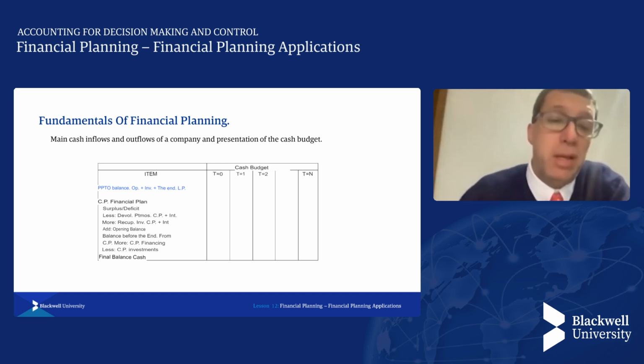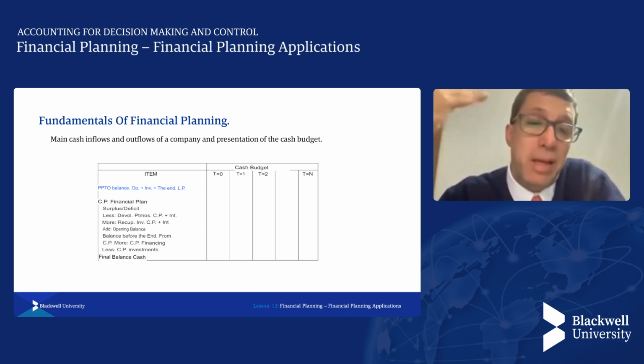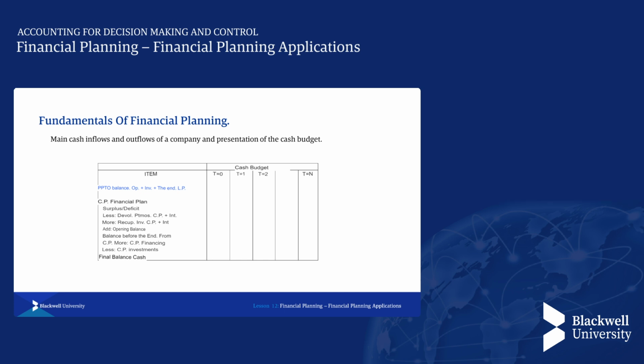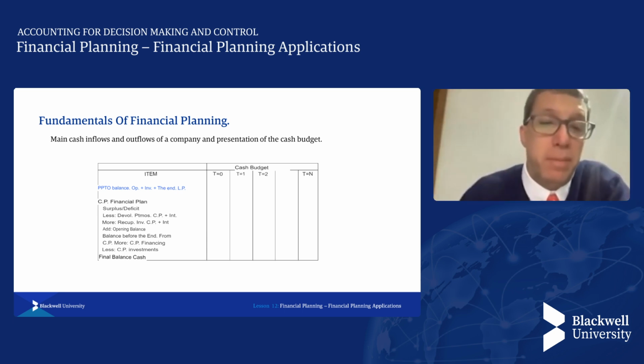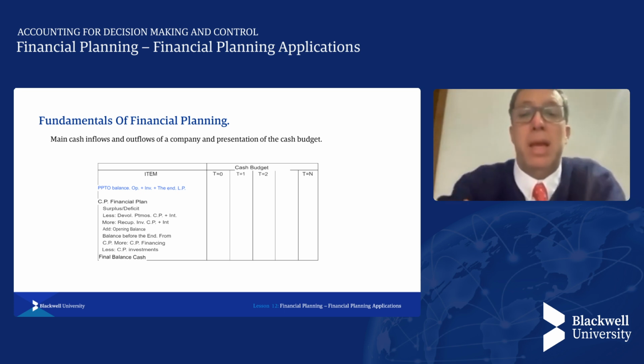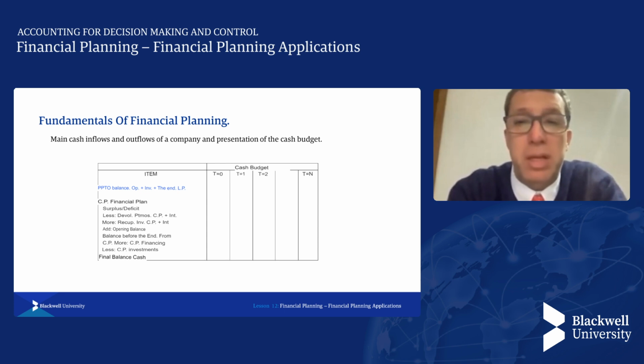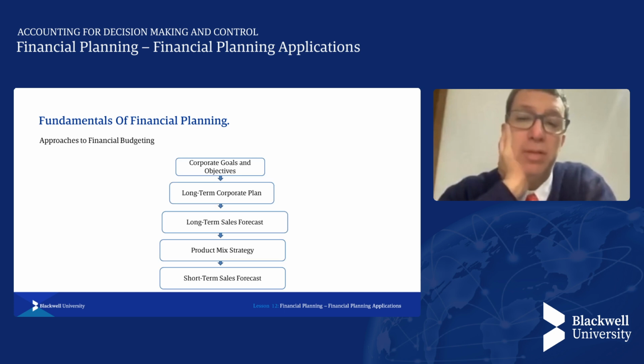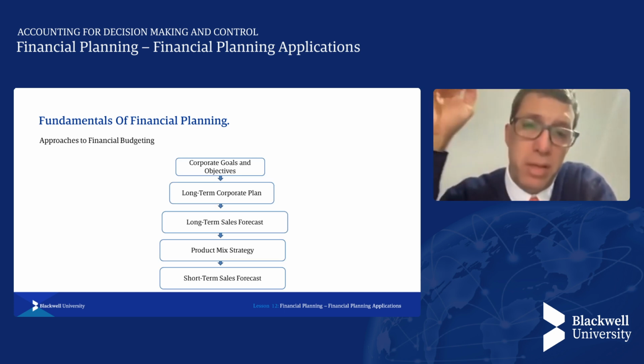So, normally companies will have an initial cash balance, and that initial cash balance will be added to the cash flows that occur over a period of time to ultimately arrive at the final balance that the company has. Now, ultimately, we are going to have a certain approach to budgeting where companies will typically have specific goals and objectives, a plan, and a long-term strategy.